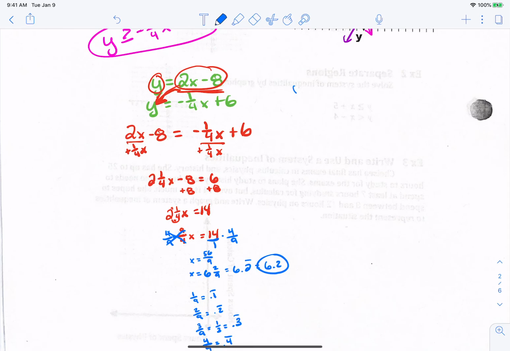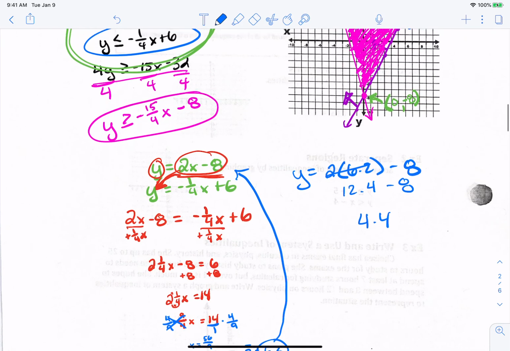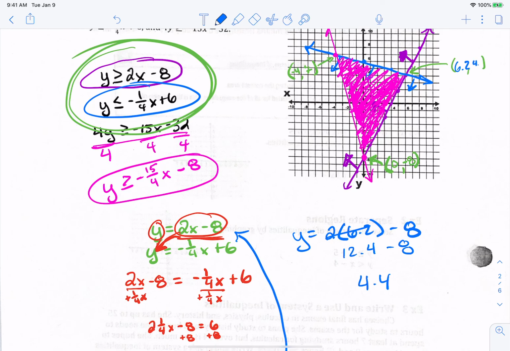We have to solve for y. Which one would you like to plug into? The first one, definitely, because I don't like fourths. Okay, don't use a calculator. What's 2 times 6.2 in your head? 12.4. And let's subtract 8. 4.4. Do this stuff without a calculator. You can do it. You just proved it to me.